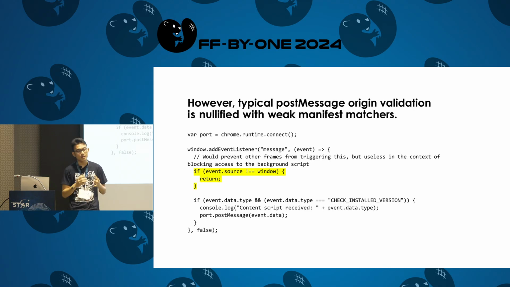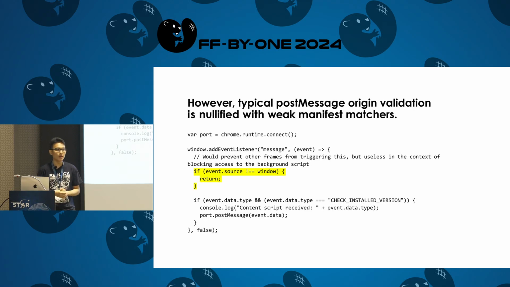And this means that typical ways of validating the origin of a post message are now nullified with weak manifest matches. So in this case, for example, what you typically see in pure client-side code with no extensions is that they will validate the event source and make sure that it comes from the same window, right? So it's like, oh, hey, it's either my parent or a child window or my own frame that's talking to myself. It's not coming from another origin that is trying to talk to me. In the case where you're using this in a pattern of page post message talking to the extension content script, this is actually useless, right? Because it doesn't actually matter. It's always going to be the same. So now you can kind of bypass that, and this makes it even more dangerous.